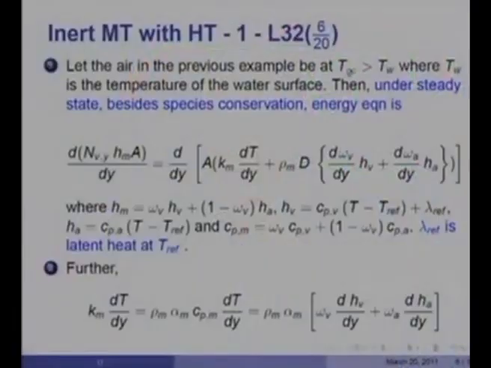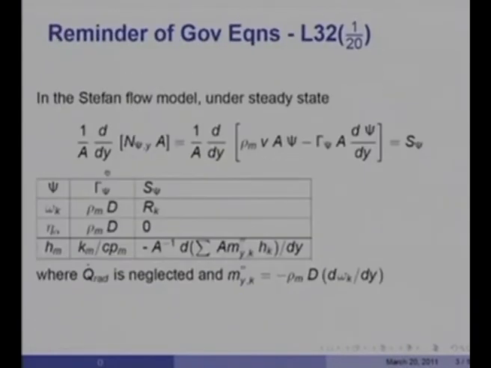Let us now consider the case of inert mass transfer with heat transfer, in which case let us say the water and the environment are at different temperatures. So, let us say the temperature of the environment is greater than that of the surface, where T w is the temperature of the water surface, and then under steady state, besides the species conservation equation, we must now invoke the energy equation. And as you will see from our first slide here, we are invoking this equation.